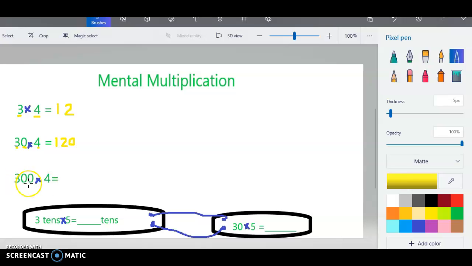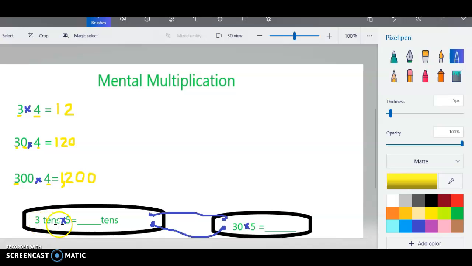Now let's take a look at this example. We have 300 times 4. Well, isn't this the same as 3 times 4 and 30 times 4? The only difference is that there's an additional 0. Yes. So what we will do is say 3 times 4 is 12, and then we put the 2 zeros behind the 12 because we have 2 zeros. And then our answer becomes 1200.